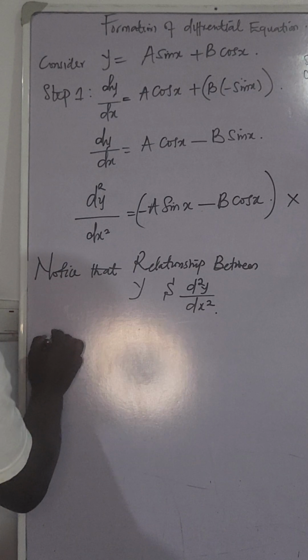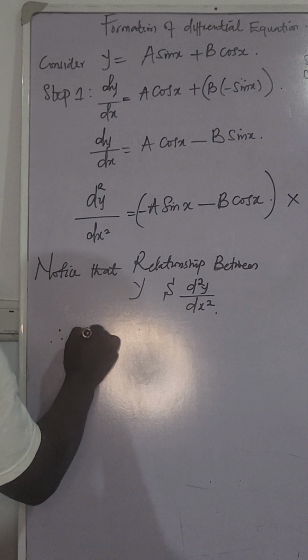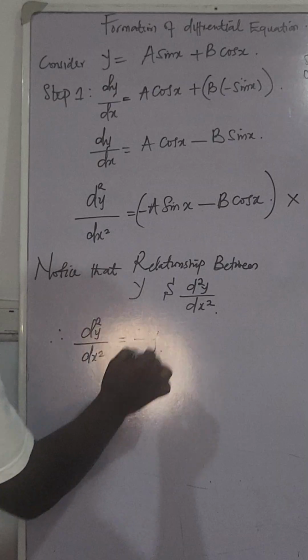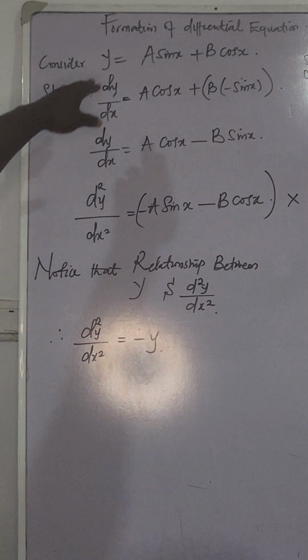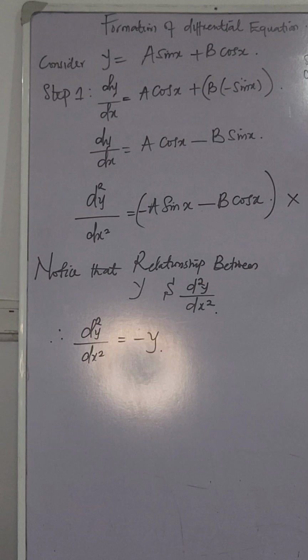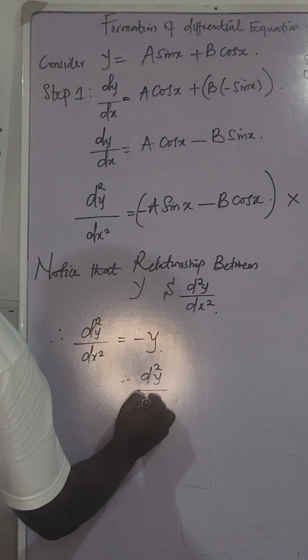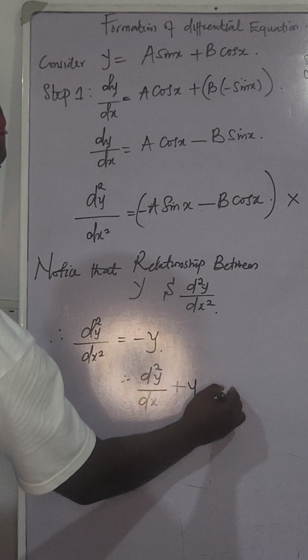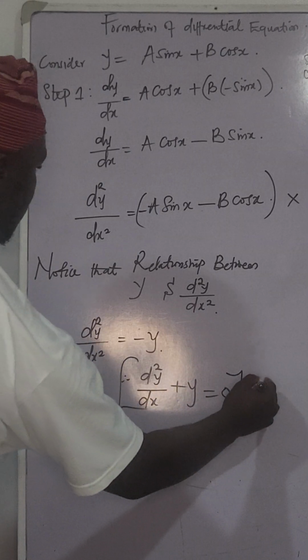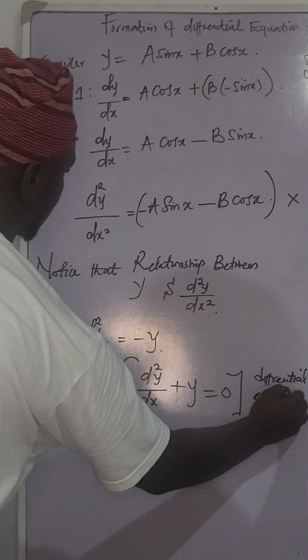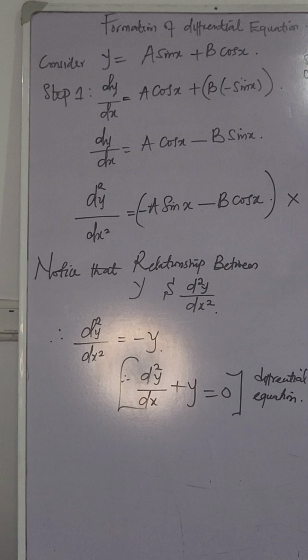So, if the relationship has been set, it means that d²y/dx² is equal to a negative of y. Is that not? Did you understand me now? So, what can you do to that function to make it a differential equation completely? You can now say that d²y/dx² plus y should be equal to 0. Now, this is a differential equation. I hope that's clear now.